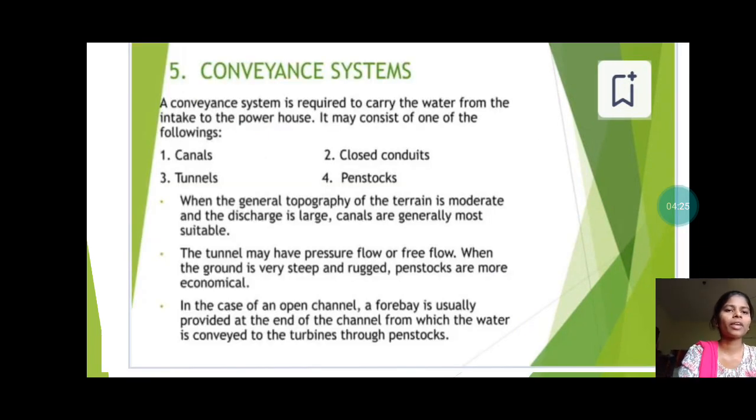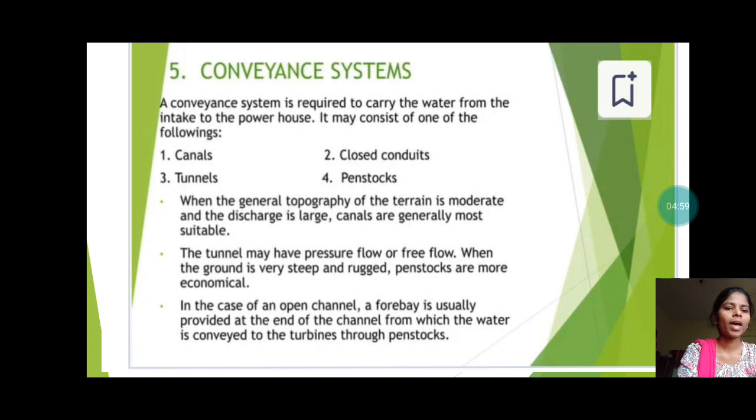And fifth one is conveyance systems. A conveyance system is required to carry the water from the intake to the powerhouse. It may consist of one of the following: canals, closed conduits, tunnels, penstocks. When the general topography of the terrain is moderate and the discharge is large, canals are generally most suitable. The tunnel may have pressure flow or free flow. When the ground is very steep and rugged, penstocks are more economical.